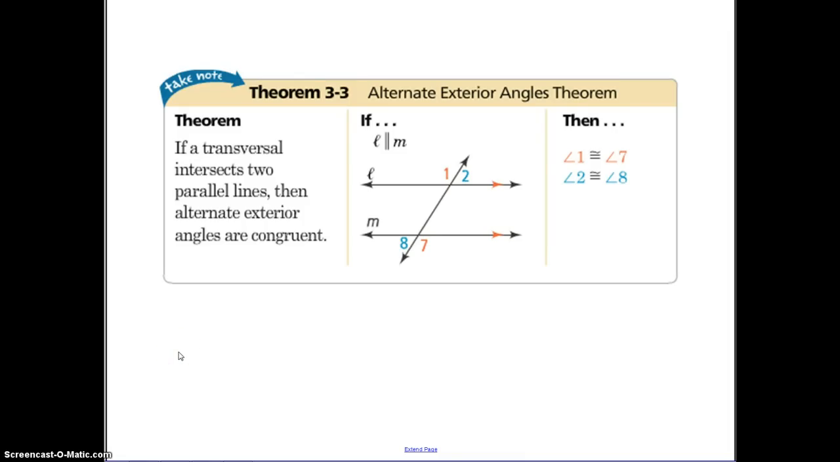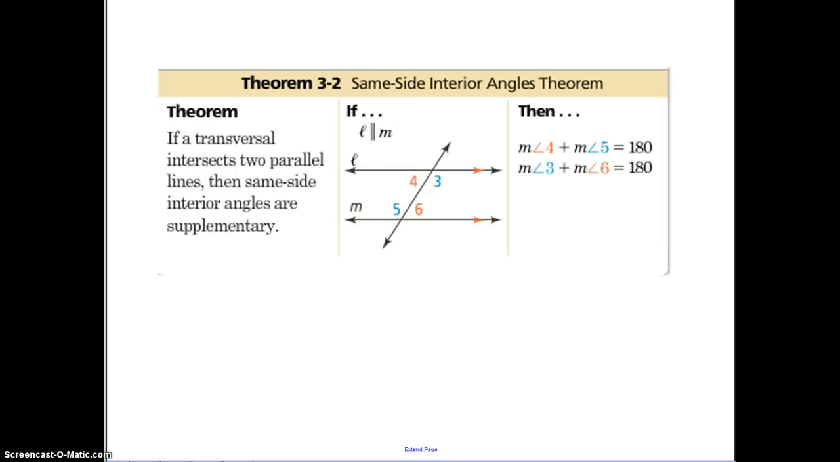Alternate exterior angles. If we go back to those, again, here's our transversal, and they are going to alternate sides, and they're going to be in the exterior. Well, according to our alternate exterior angles theorem, our alternate exterior angles are going to be congruent. So angle 1 is congruent to angle 7, and angle 2 is congruent to angle 8.